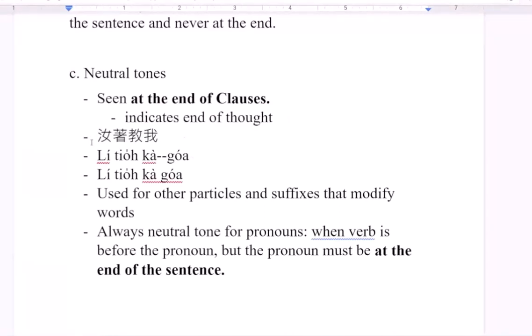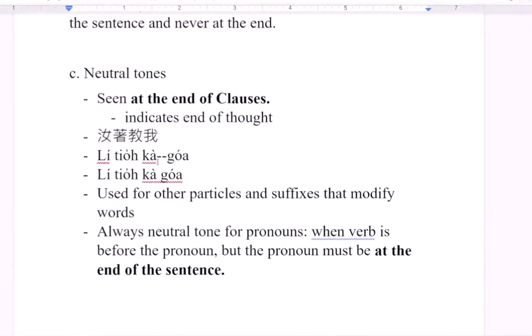For example, we have di tio kagwa. So in the first sentence, it has reached the end of thought. That is why the neutral tone is being used here. And the neutral tone is indicated using a double hyphen, which is separating the verb here from the object, which is a pronoun here. So verb and a pronoun. So it would sound like dityo kagwa.